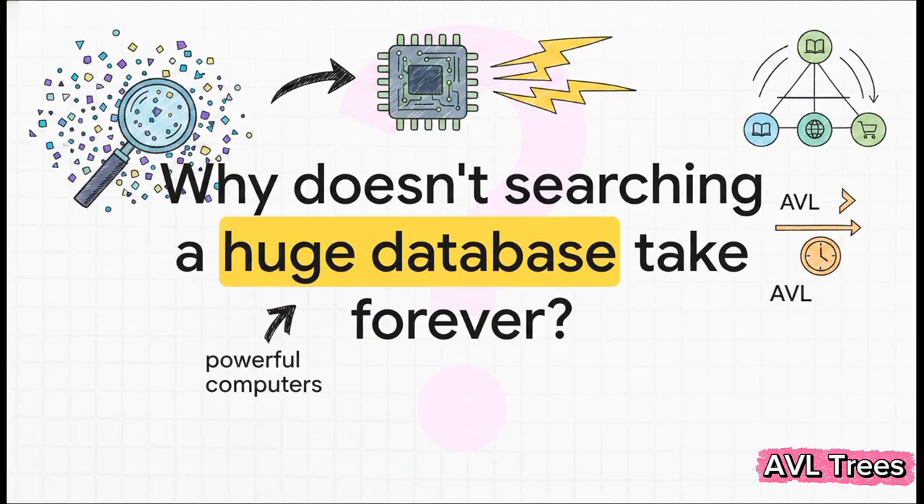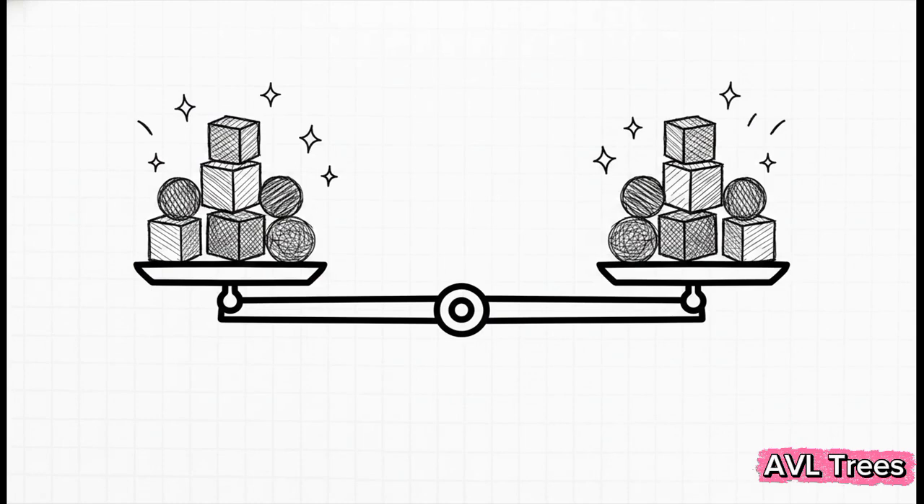I mean, really think about it for a second. You can search for something across millions, even billions of items online, and you get a result back in like a fraction of a second. How on earth is that possible? It's definitely not just about having a super fast computer. Well, the secret is this really elegant idea called balance. By making sure our data is organized in a very specific, balanced way, we can make searching through it incredibly fast. And that's precisely the job of an AVL tree.